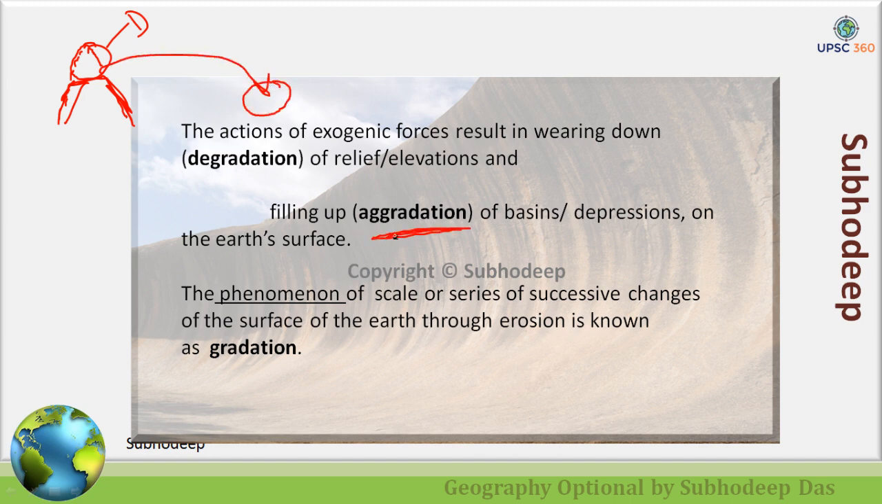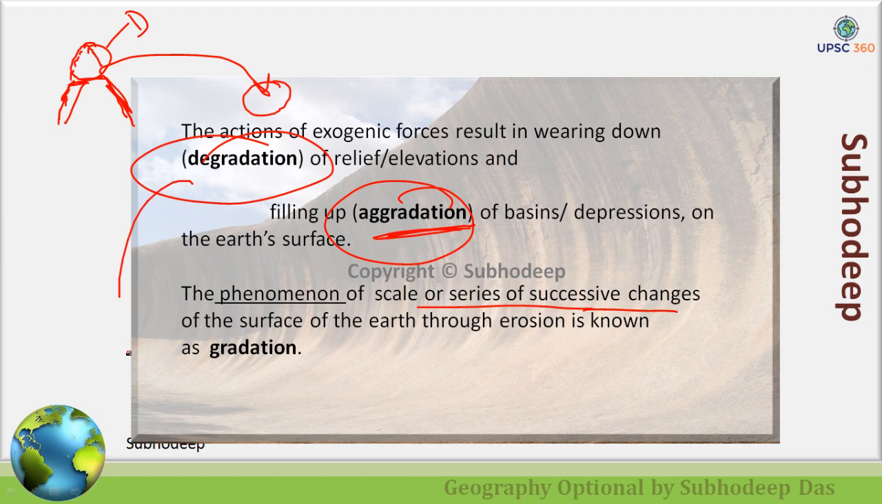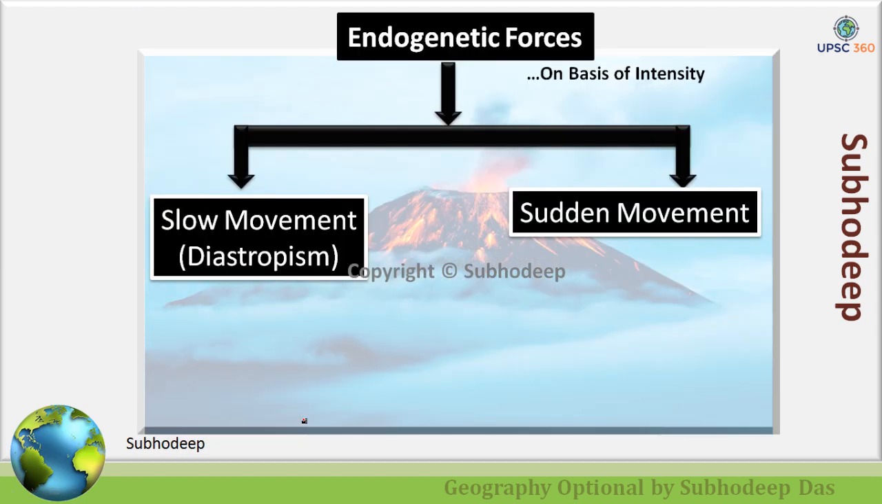There aggradation is happening. Alright, so both phenomena are happening simultaneously, and a series of studies has been conducted. So this degradation and this aggradation, together they are known as gradation, right? Because either there is reduction of land surface or there is addition of some earth material in a particular place, right? Now let's focus deeply on what endogenetic force means.